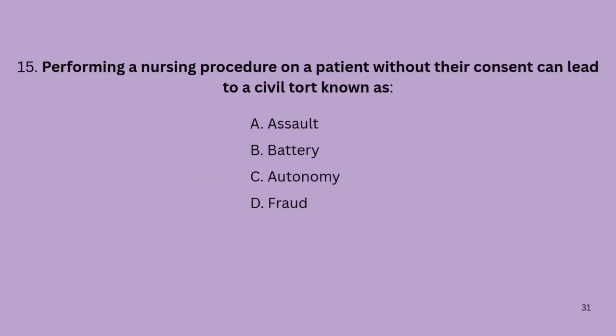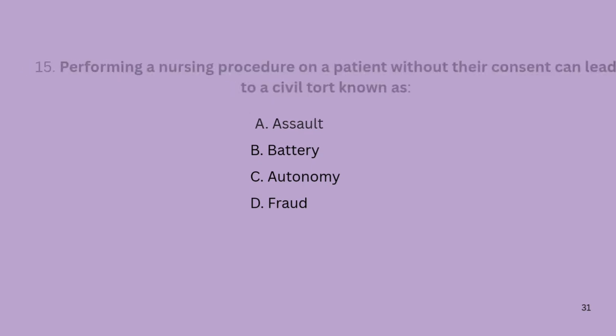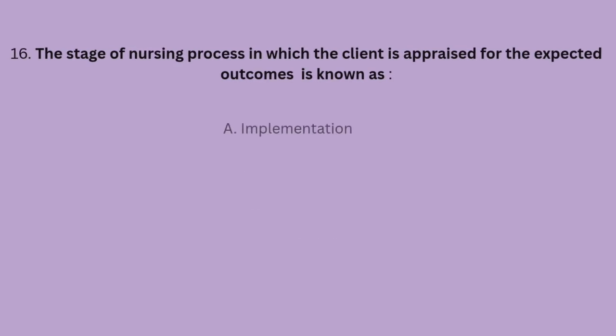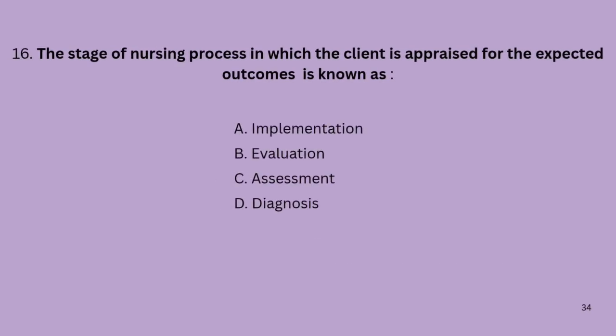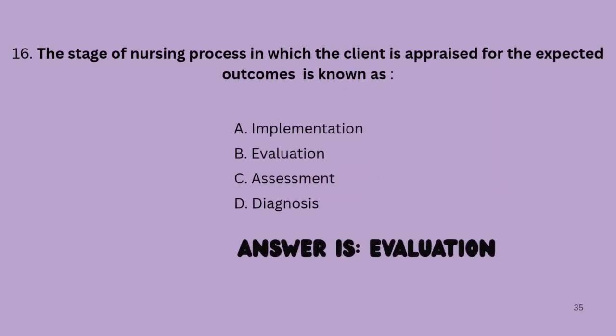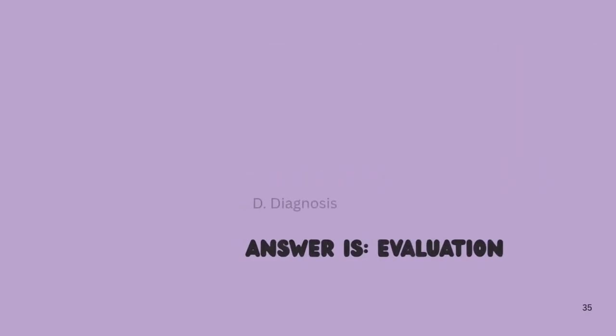Number 15. Performing a nursing procedure on a patient without their consent can lead to a civil tort known as assault, battery, autonomy, fraud. The correct answer is battery. Number 16. The stage of nursing process in which the client is appraised for expected outcomes is known as implementation, evaluation, assessment, diagnosis. The answer is evaluation.